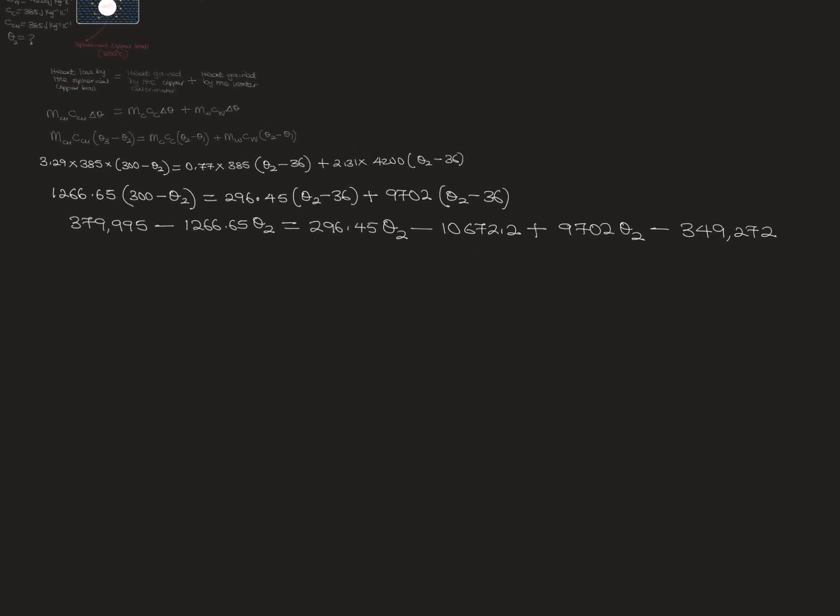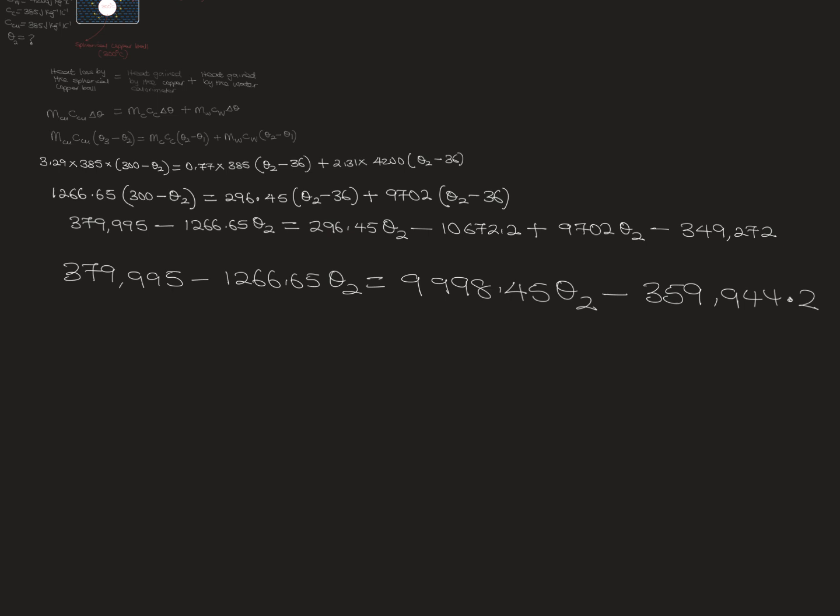So this is what we have. We can simplify further. 379,995 minus 1,266.65 theta 2 is equal to 296.45 theta 2 plus 9,702 theta 2, which will be 9,998.45 theta 2, minus 10,672.2 minus 349,272, which is minus 359,944.2.